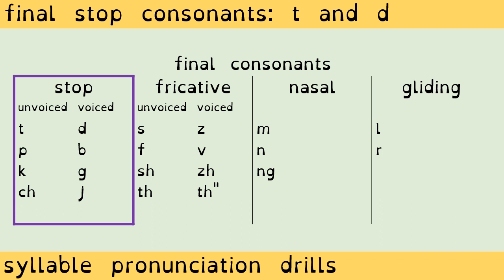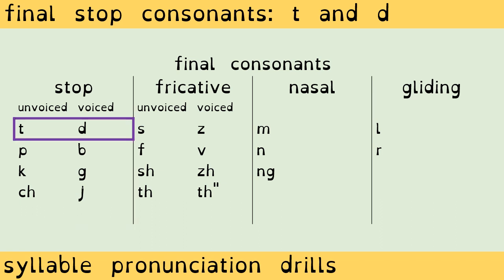Did you notice that two gliding consonants disappeared? W and Y are front consonants only. They act as vowels in the final position. Today, we are going to focus on the unvoiced T and the voiced D. T and D are a pair.